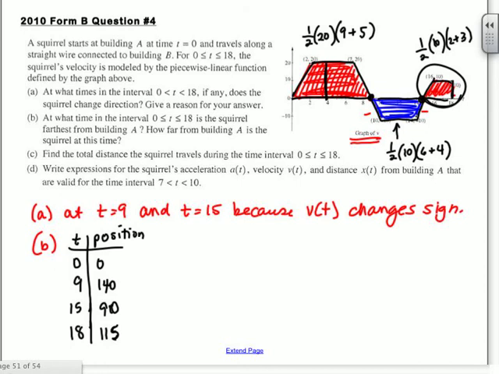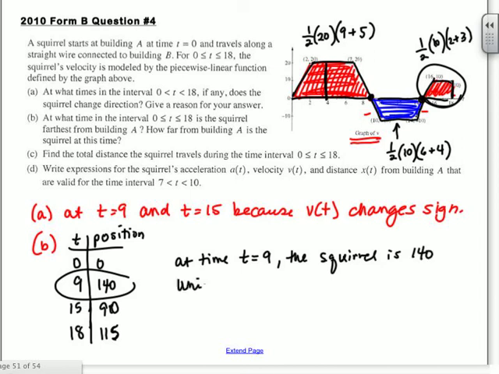So when is it the furthest from building A? That's at 9 seconds, or whatever it is. I don't know how fast this is going, 9 minutes. It'd be a pretty speedy squirrel to do it in 9 seconds. I bet it could, though. Depends on the units as well, right? If it's meters, feet, what is it? Yeah, centimeters, yeah. All right, so at time t equals 9, the squirrel is 140 units from building A.